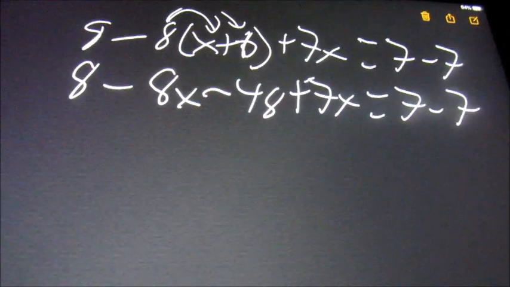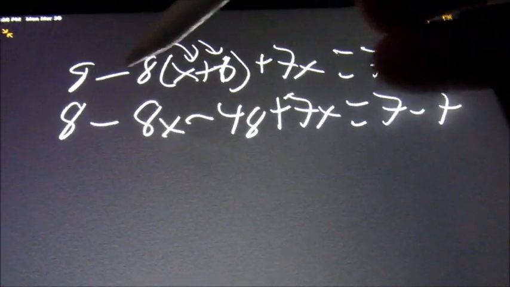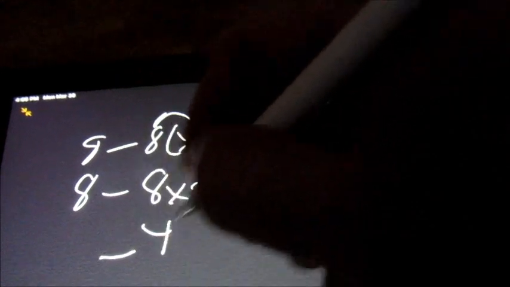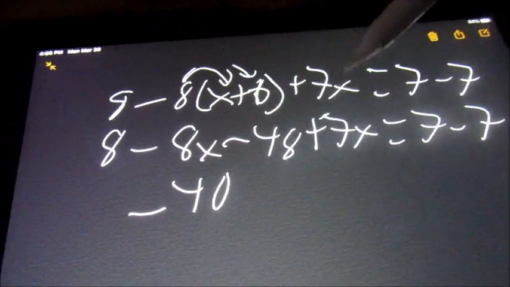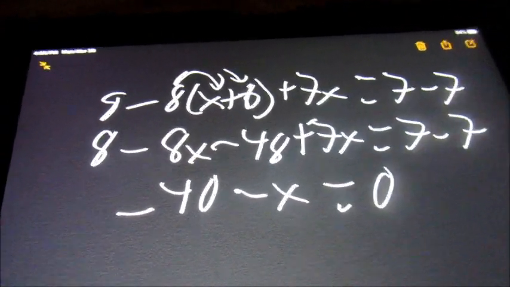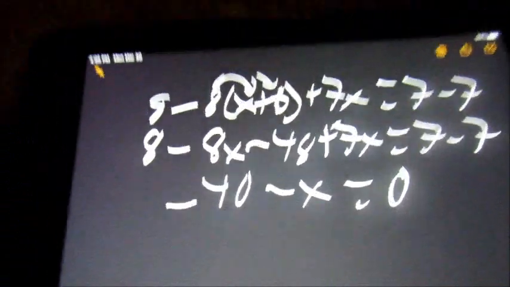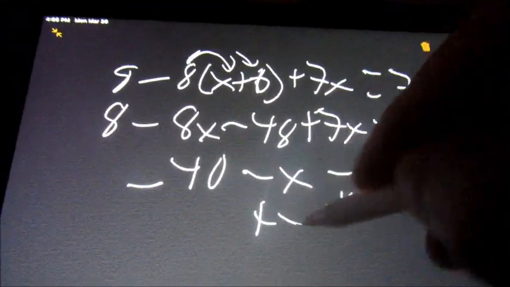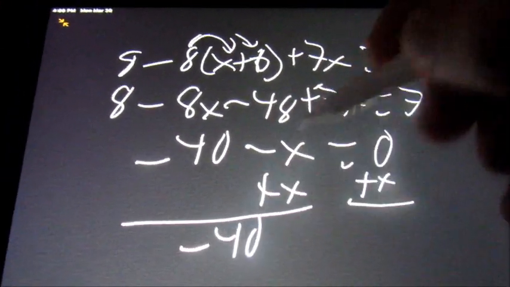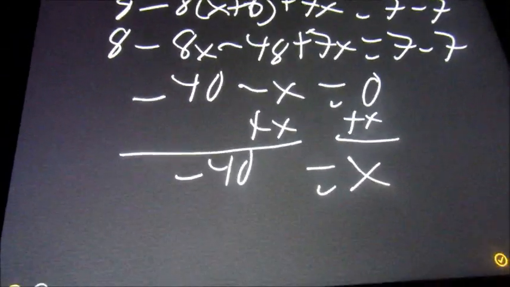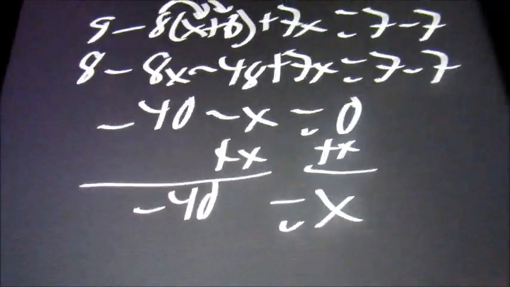Now I'm going to combine like terms on both sides. We have an 8 minus a 48, which is negative 40. Negative 8x plus 7x is minus x equals 7 minus 7 is 0. So now what I'm going to do is I want my x to be positive, so I'm going to add it to both sides. So plus x to both sides. We're left here with negative 40 minus x plus x is 0 equals 0 plus x is x. So x equals negative 40.